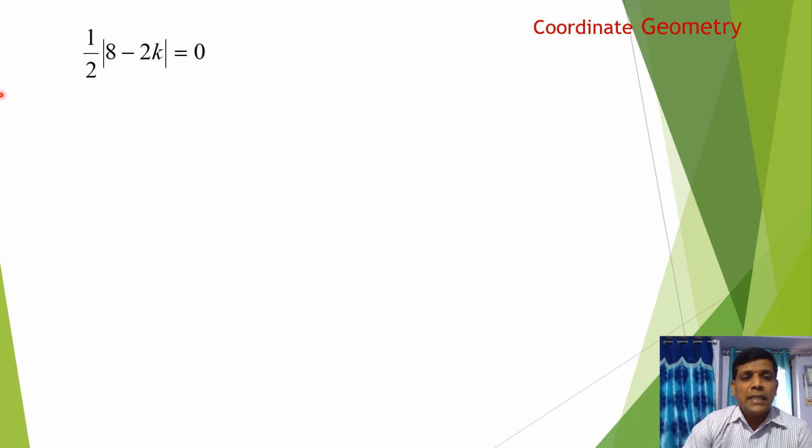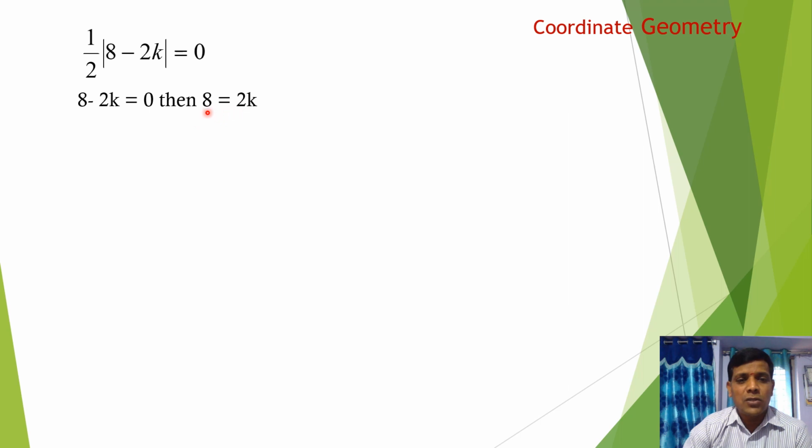Half into (8 minus 2k) equals 0. So half into (8 minus 2k) equal to 0 means 8 minus 2k divided by 2 equals 0. That is written as 8 minus 2k is equal to 2 into 0, which is 0. So 8 minus 2k equals 0.